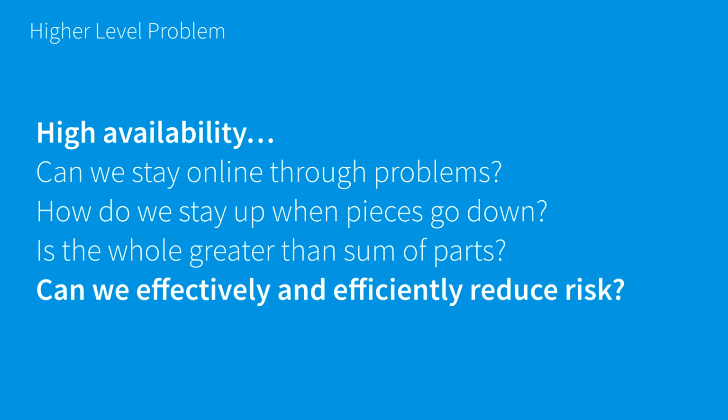Now, getting into it really quickly here, is the whole greater than the sum of the parts? Like we said, different pieces may break. That is, a hard drive might fail, an operating system might break, whatever. There are all kinds of things that can go wrong with little pieces of my software. I want to make sure that my entire system is available, or at least the majority of my system is available, even when constituent parts break. The main question that we're really asking is, can we effectively and efficiently reduce risk? So risk, that's going to be a key word for the rest of this course.